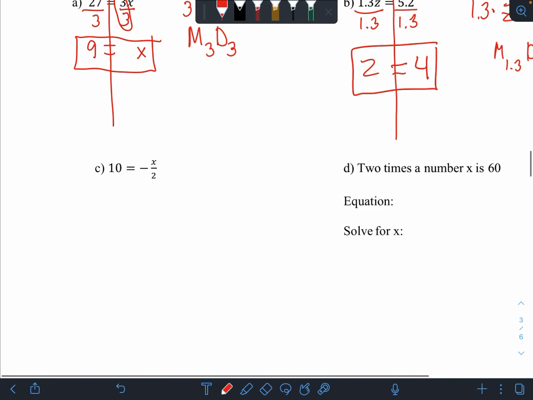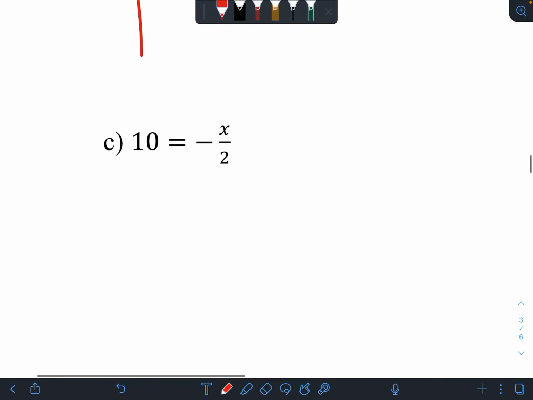Okay, take a look at letter C. Now I want you guys to pay attention carefully to something here. Do you see this negative sign right here? Anytime you see a negative sign in the problem, in a fraction, I want you to attach it to the bottom. So this really reads as 10 equals x over -2.